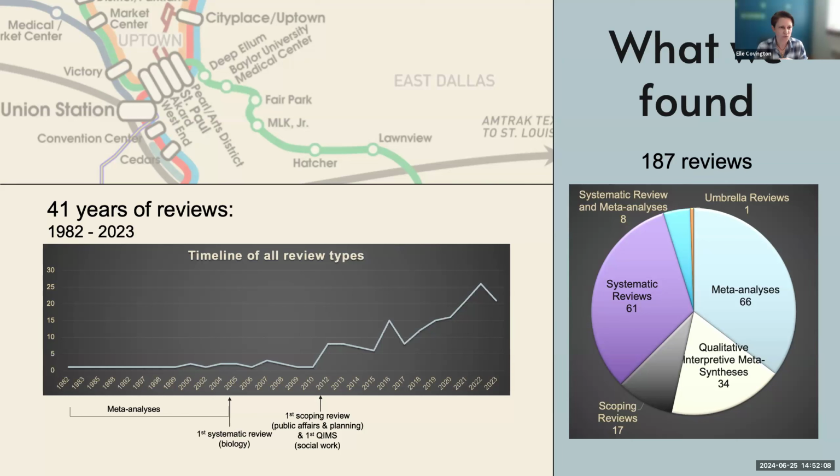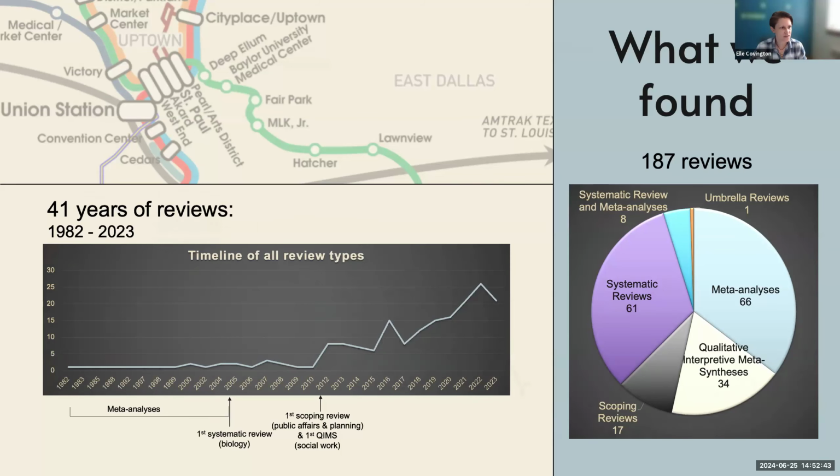As you'll notice, we focused for this preliminary data. For the full mapping review, we're looking at a lot of different review types. For this preliminary data, we wanted to show specifically the systematic reviews, meta-analyses, umbrella reviews, and scoping reviews. The qualitative interpretive metasynthesis was really important for our institution because it is a methodology that came out of UTA and is specifically for the field of social work, so we wanted to make sure that we captured that in our data.